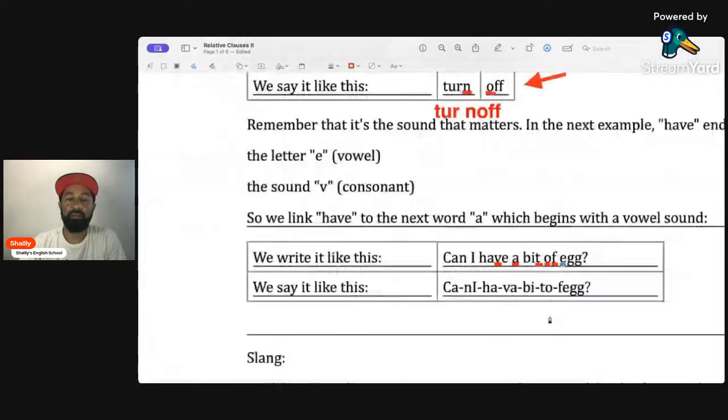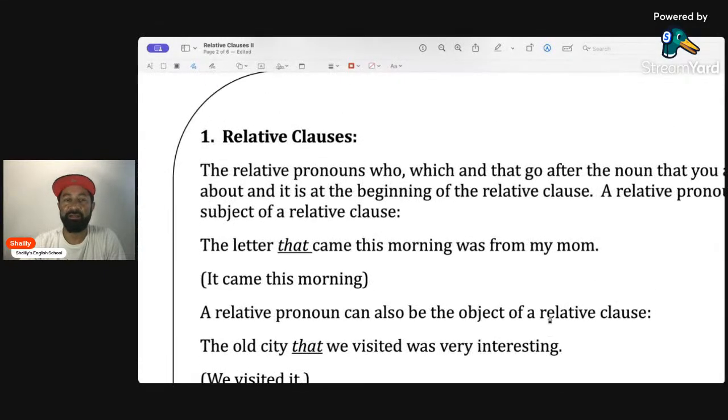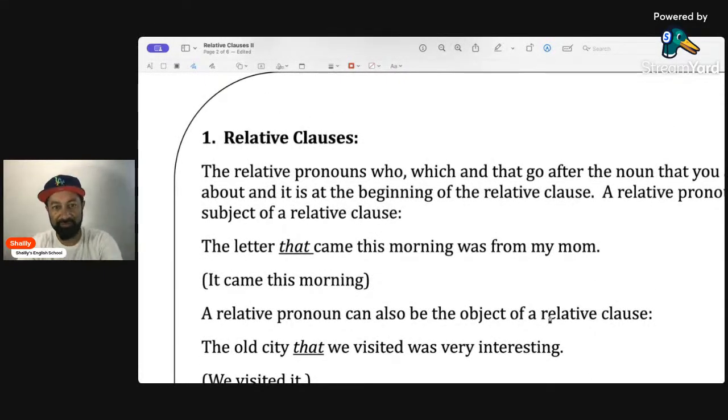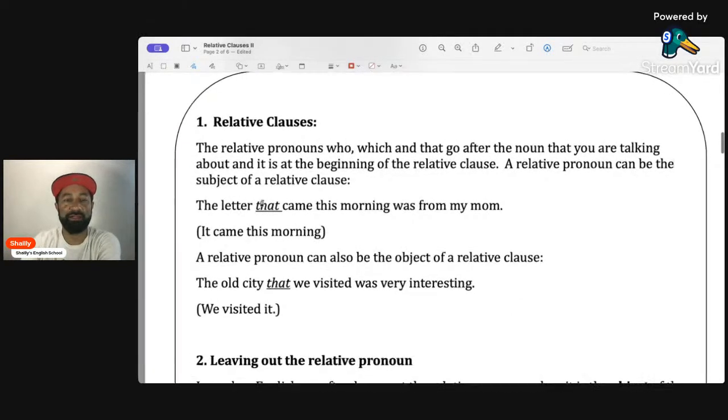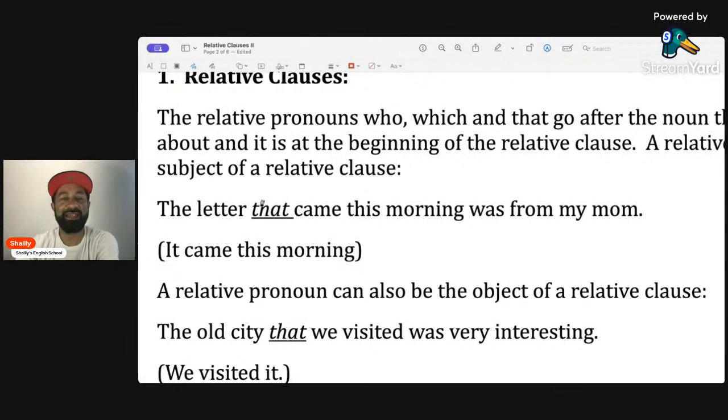But today, what our main lesson is going to be on is relative clauses. So basically, we're going to be focused on relative pronouns such as who, which, that. Okay, so what a relative clause does is it's going to help us join two sentences. So, for example, I've got here the letter that came this morning was from my mom. Now, this is joining two phrases.